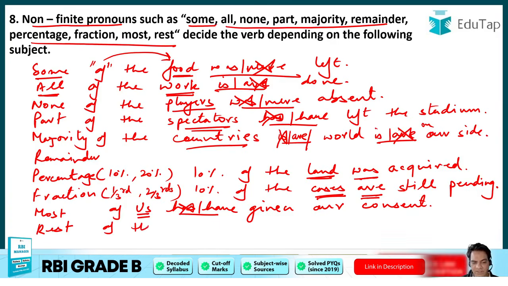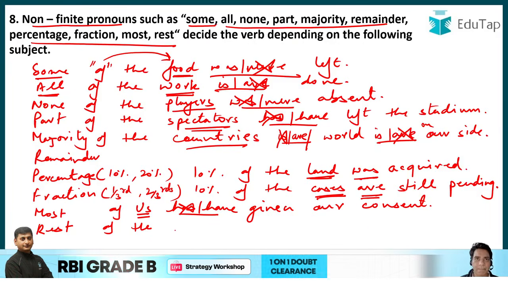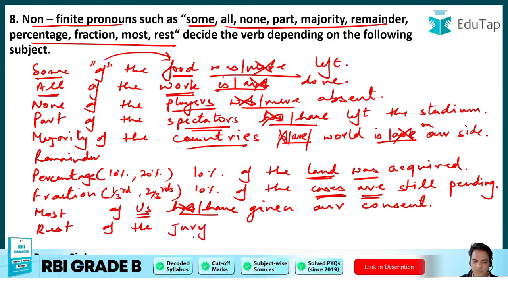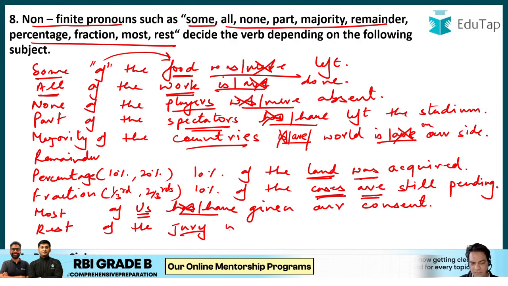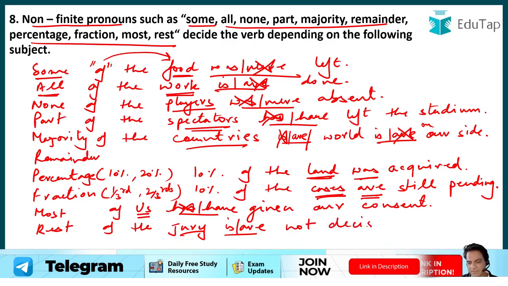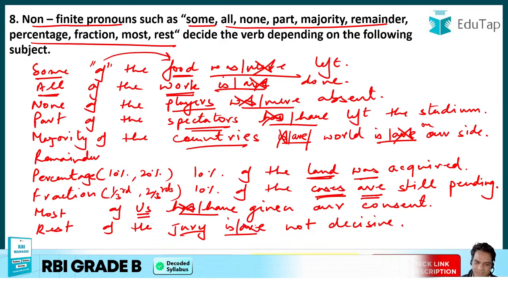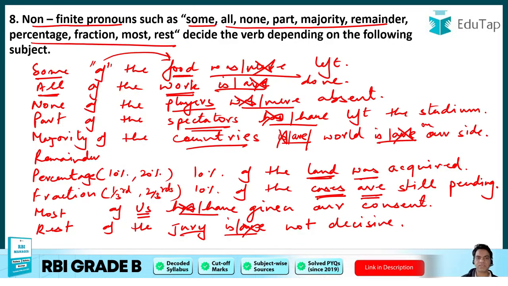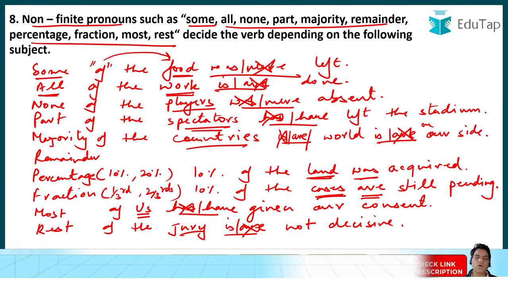Rest of the, what do I say? Rest of the jury. Jury is a singular noun. Rest of the jury is not decisive in their decisions. So rest of the jury, being a singular noun, will take a singular verb. So these are the words which, when followed by a noun, the following noun will decide the verb.